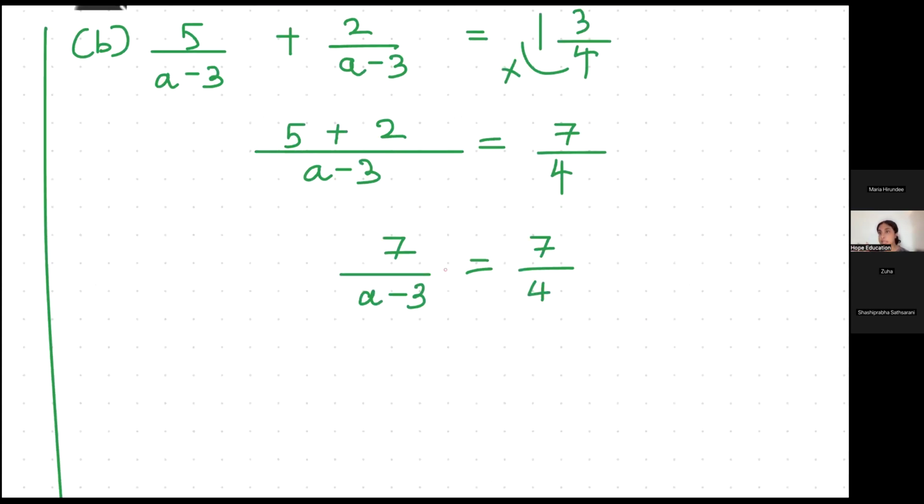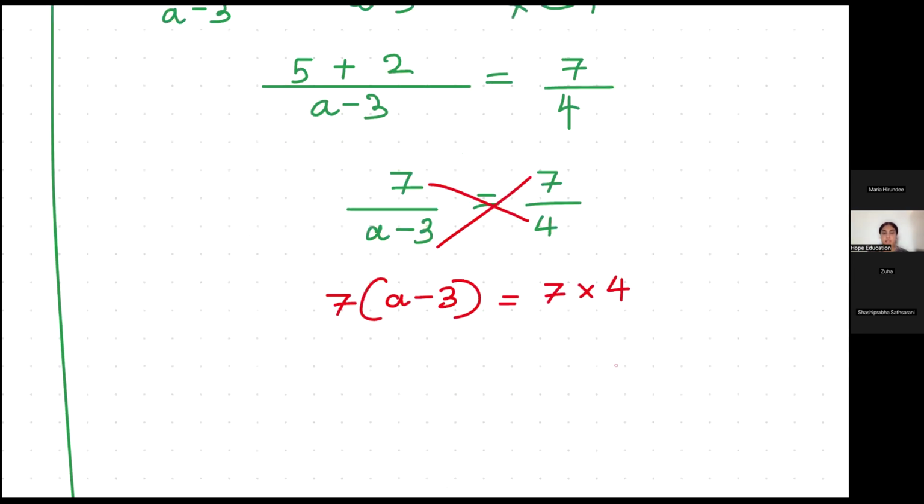This is very easy, Lamai. When there is an equal sign and a single fraction on each side, you can do cross multiplication. This one multiplies with that one, and that one multiplies with this one. So 7 multiplied by a minus 3, and here 7 multiplied by 4.